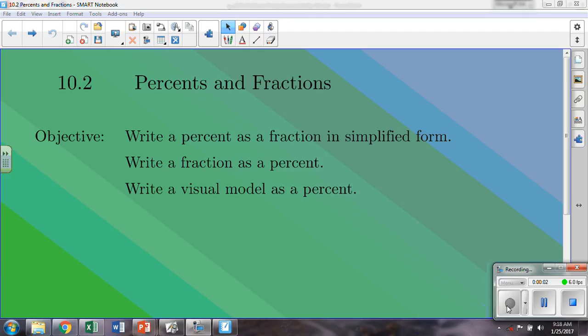With this lesson, we're going to focus on percents and fractions, and we've got three quick objectives. First of all, write a percent as a fraction, and we know that we can always simplify fractions. Go backward, take a fraction and write it as a percent, and of course, use a visual model for both.